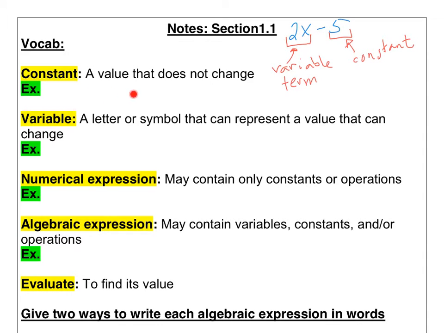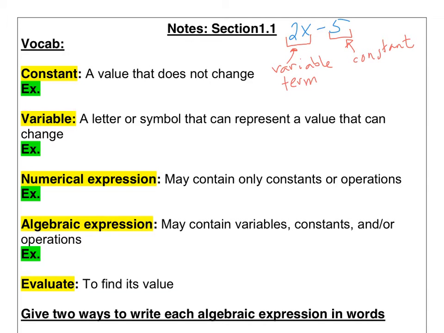So the definition of constant says a value that does not change. -5 is not going to change. There's nothing in this expression that's going to change the fact that that's a -5. However, a variable is a letter or a symbol that can represent a value that can change. Because of the x here, the value of this term 2x changes depending upon what x is.